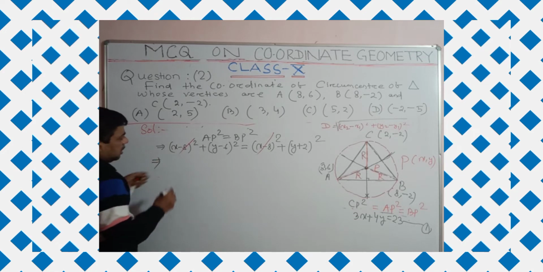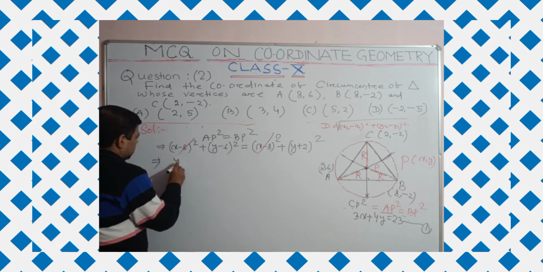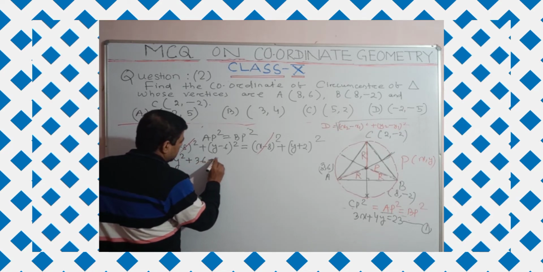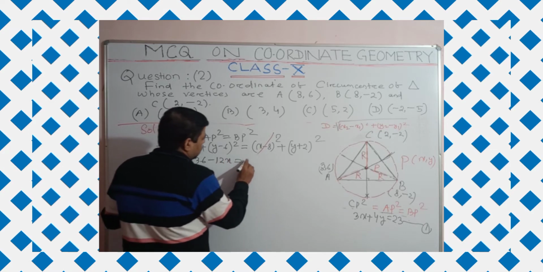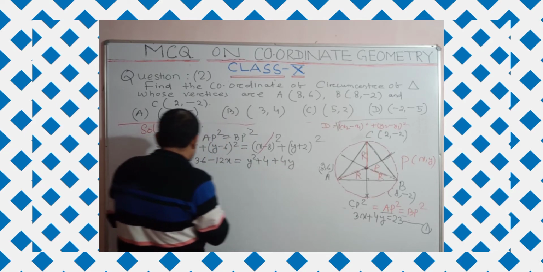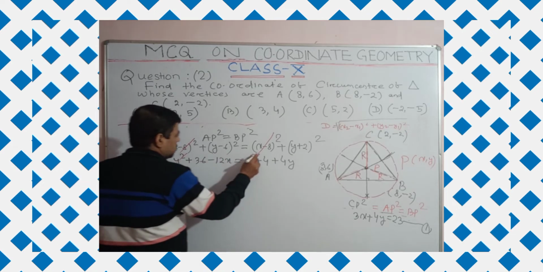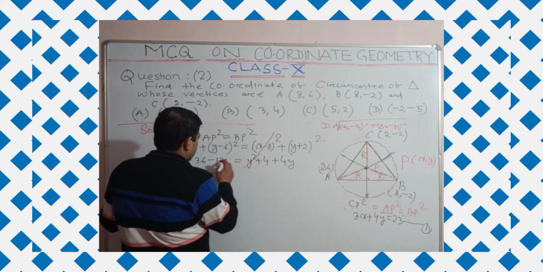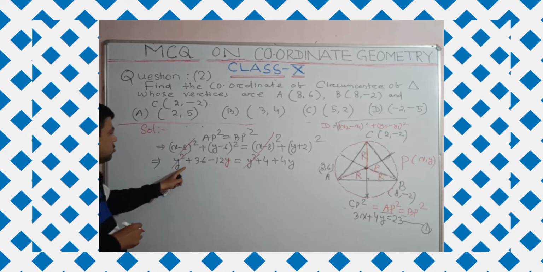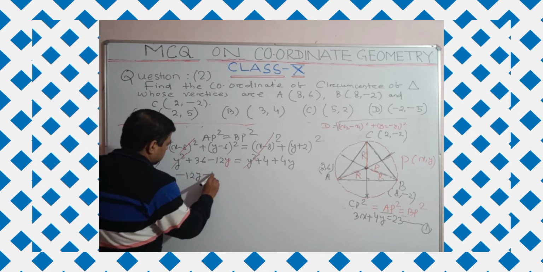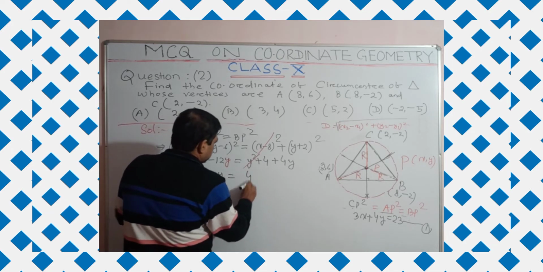After that, (y minus 6) whole square using the identity gives y square plus 36 minus 12y, which is equal to y square plus 4 plus 4y. Again, y square on both sides will be cancelled. So that implies minus 12y minus 4y is equal to 4 minus 36.